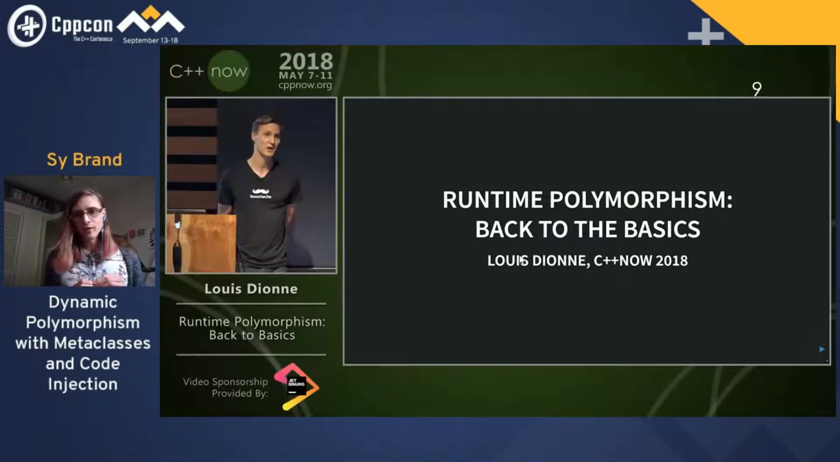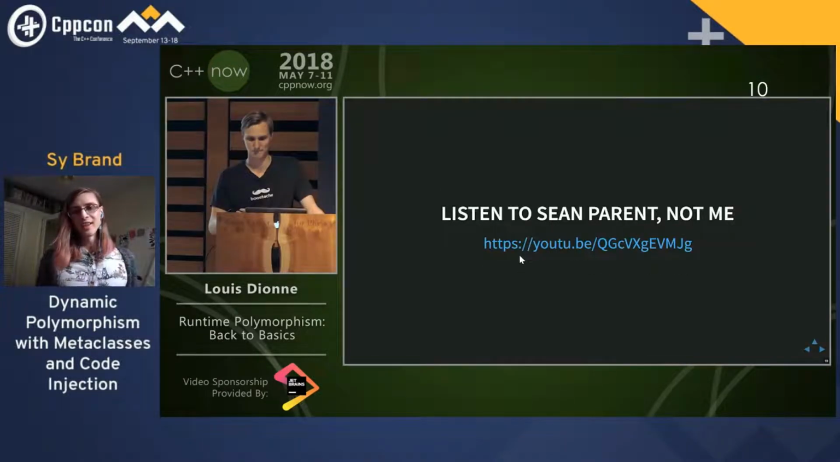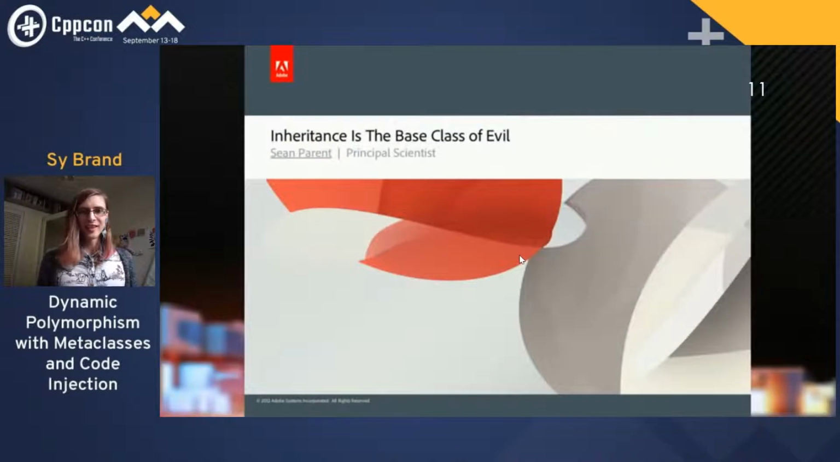Now, Louis Dionne gave a really fantastic talk a few years back on runtime polymorphism at C++Now, which I'd highly recommend going to see. There's a lot of overlap with the kind of things we're talking about, and this goes into some more details about part of this session. However, Louis says that we should listen to Sean Parent, not him, so let's go see what Sean Parent has to say. Sean Parent says, inheritance is the base class of evil.